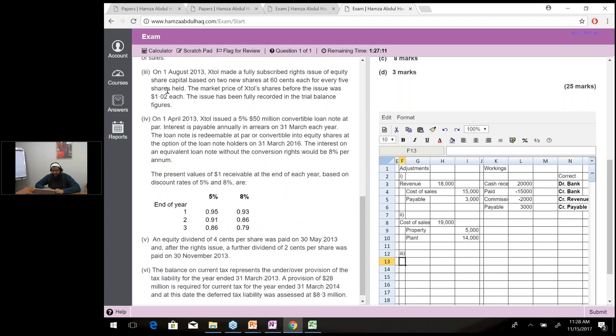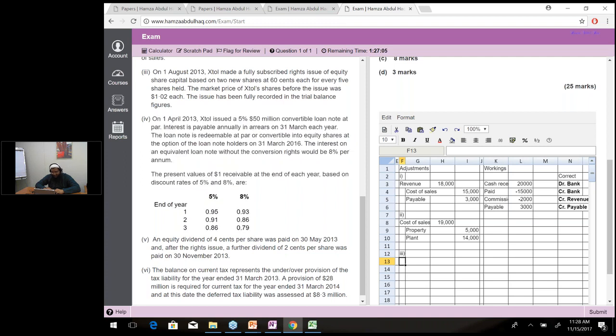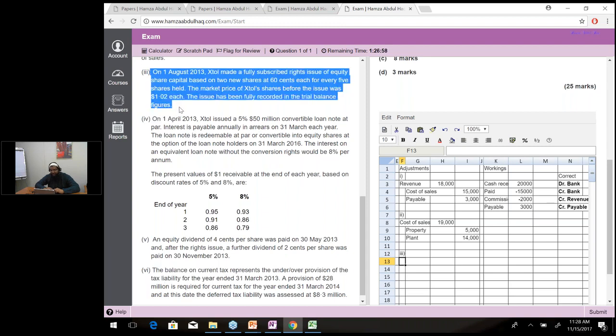Now adjustment number 3 is something new to you people. Adjustment number 4 relates to convertible loan notes that we have already discussed. Adjustment 5 relates to dividend. Adjustment 6 relates to tax. So the majority of the adjustments we have already done. Let's discuss 3. And then after adjustment number 3, we'll be taking a short break and then we'll be continuing after the break.